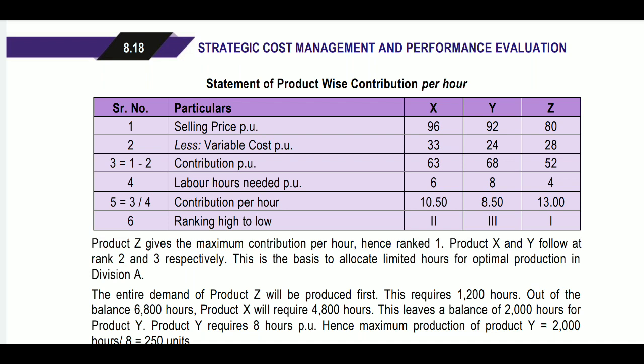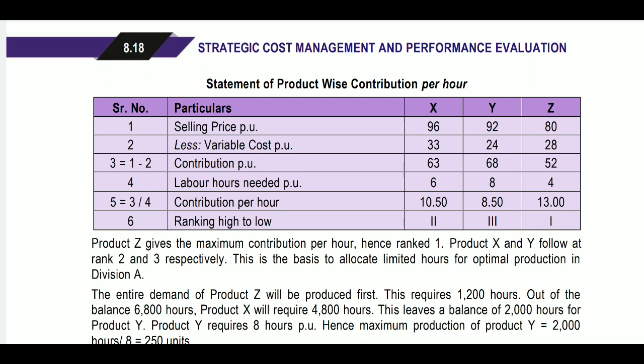So Z is rank 1, X is rank 2, and Y is rank 3. We will produce Z first, after that we will produce X, and after that we will go for Y.